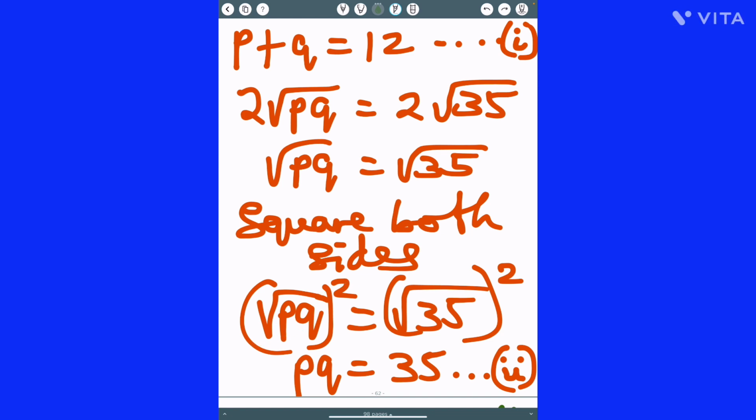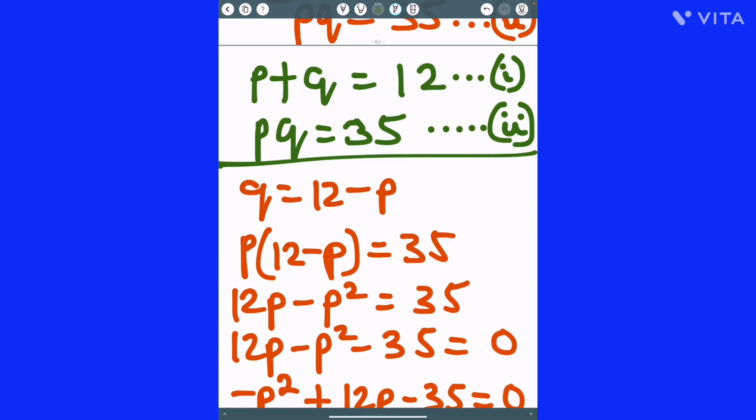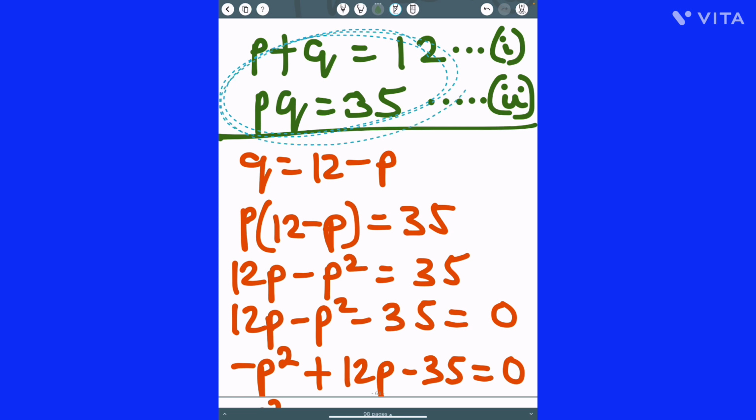Are you getting what I'm saying? Here the 2 will take out the root sign. Then here too, the 2 will take out the root sign. So you have pq is 35. After getting pq is 35, which is your second equation, put the 2 together. Here, from equation 1, make q subject of the formula.